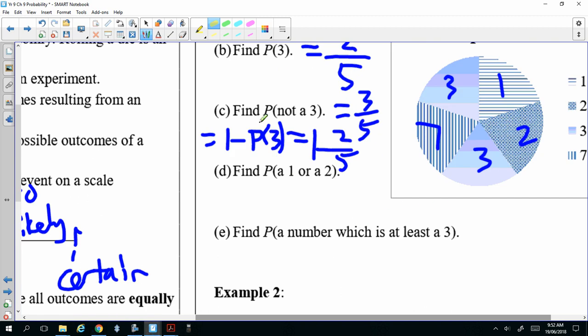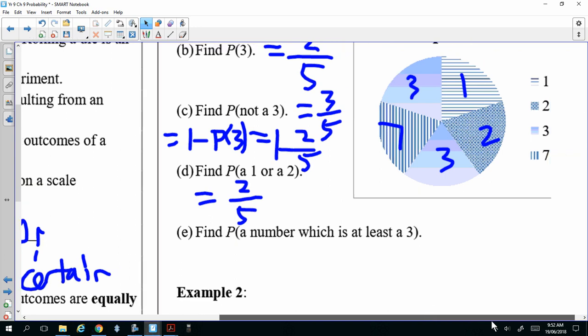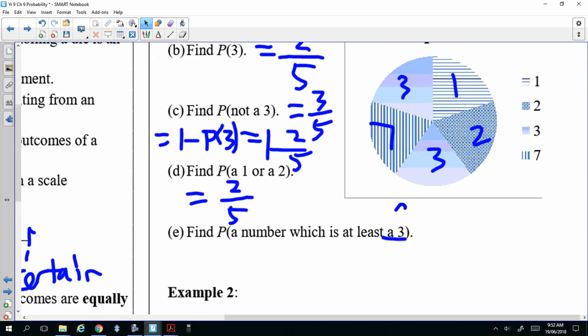The next bit is, what's the probability of getting a 1 or a 2? How many outcomes are there? 2 out of 5. Yes? How about at least 3? At least 3 could be 3 or 7. How many are there? 3 out of 5. All right, any question?